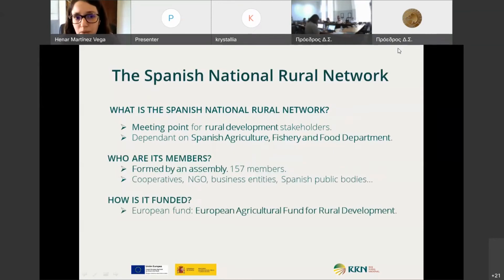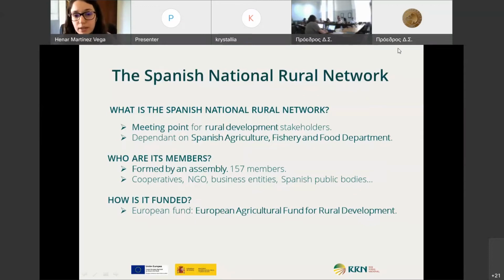First of all, I would like to explain what is the Spanish National Rural Network. It's a meeting point for the rural development stakeholders and for the rural areas in general. We are dependent on the Spanish Agriculture, Fishery and Food Department, and we are formed by an assembly. Currently, we are 157 members, and these members are different. For example, we have NGOs, we have cooperatives, we have Spanish public bodies, and there are only two requirements for becoming a member: being a national entity and being related to the rural areas.